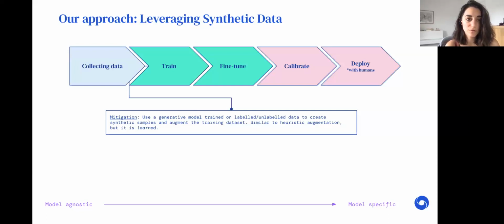The approach that we proposed in this work is somewhere in between collecting data and training the model. We use a generative model that is trained on labeled and unlabeled data, which are much more abundant in the medical setting than labeled data, to create synthetic samples which will be used to augment the training setup. And we view this as a similar approach or an alternative to heuristic augmentations, but in this scenario, our augmentations are learned.